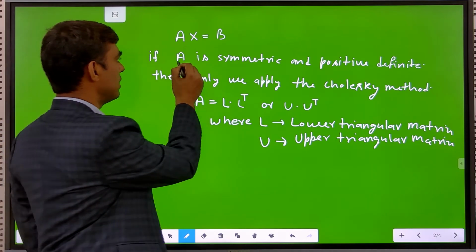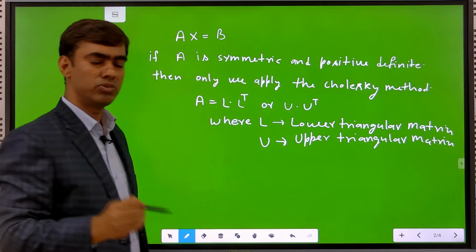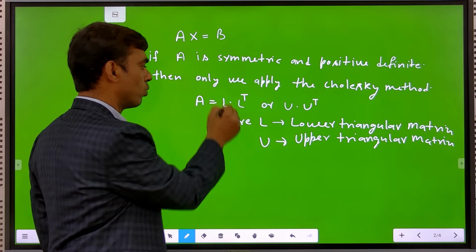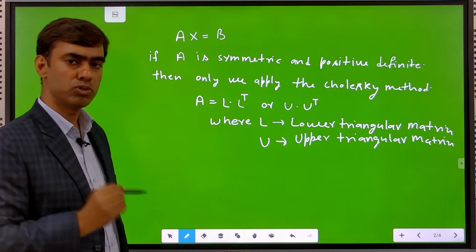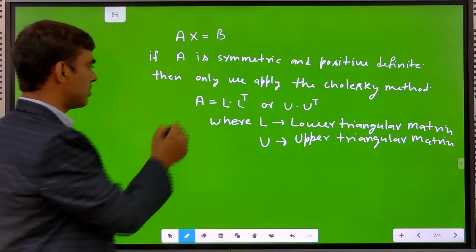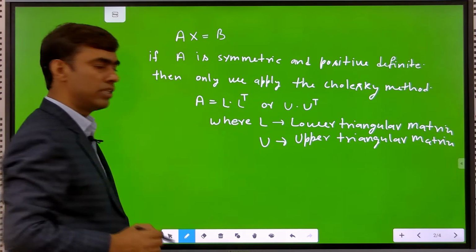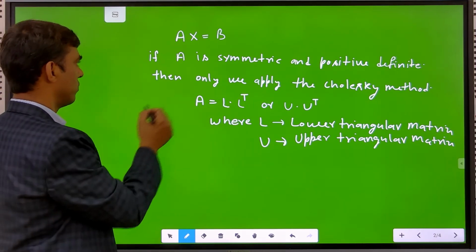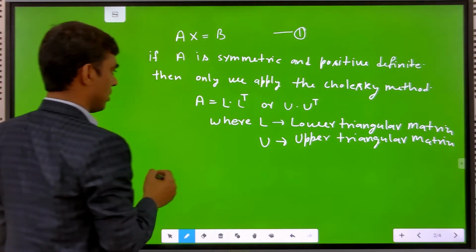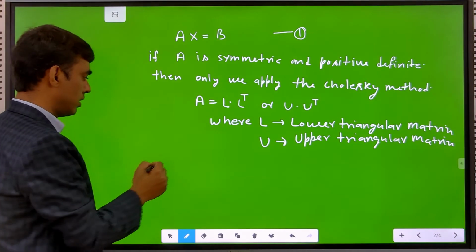If this property is not satisfied, then you cannot decompose the matrix A as a lower triangular matrix times the transpose of a lower triangular matrix. So once we decompose A equal to L into L transpose, then we write, suppose this one is equation number 1.